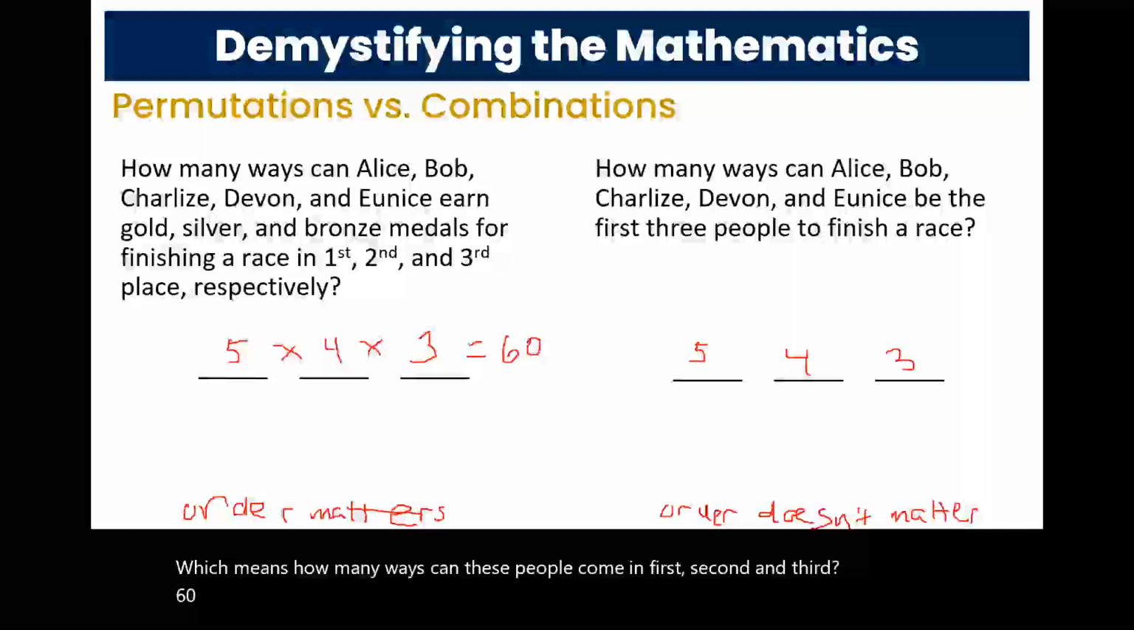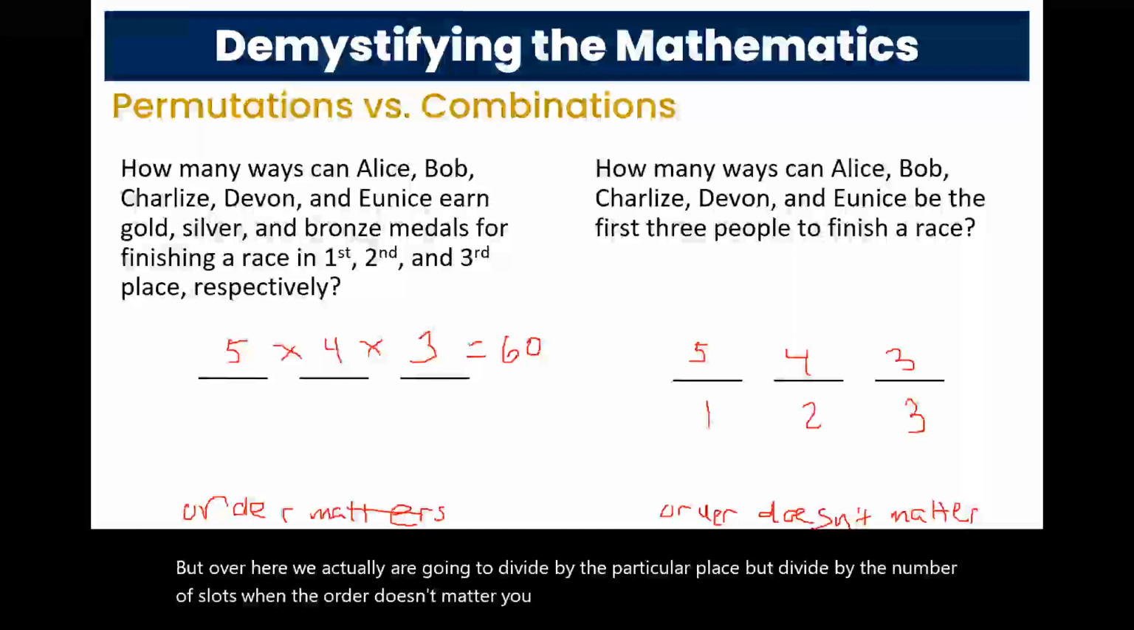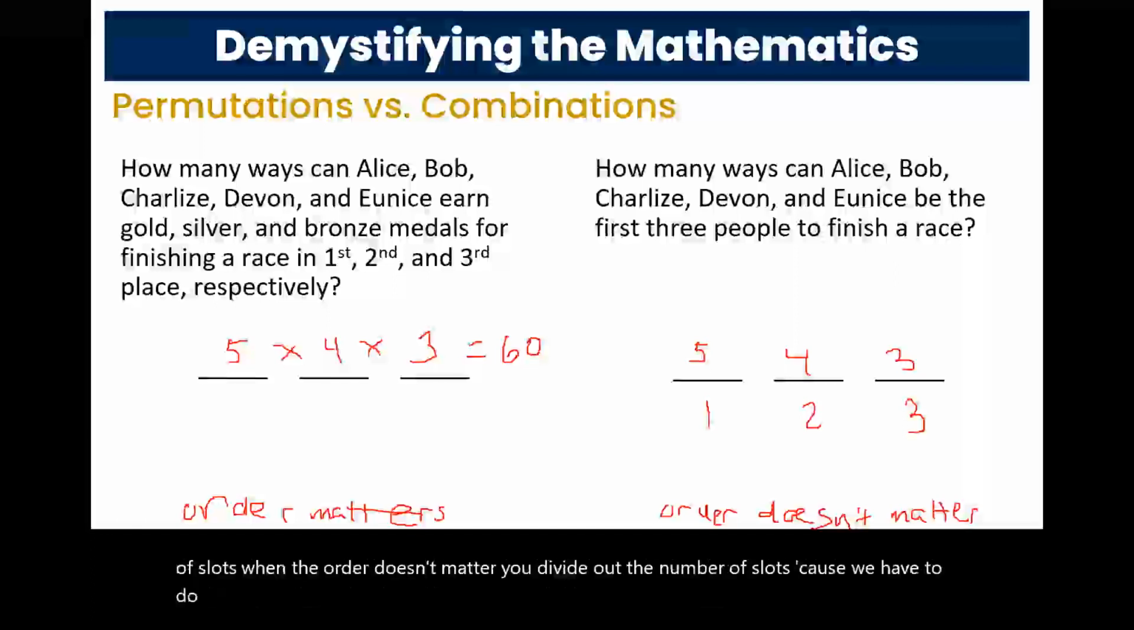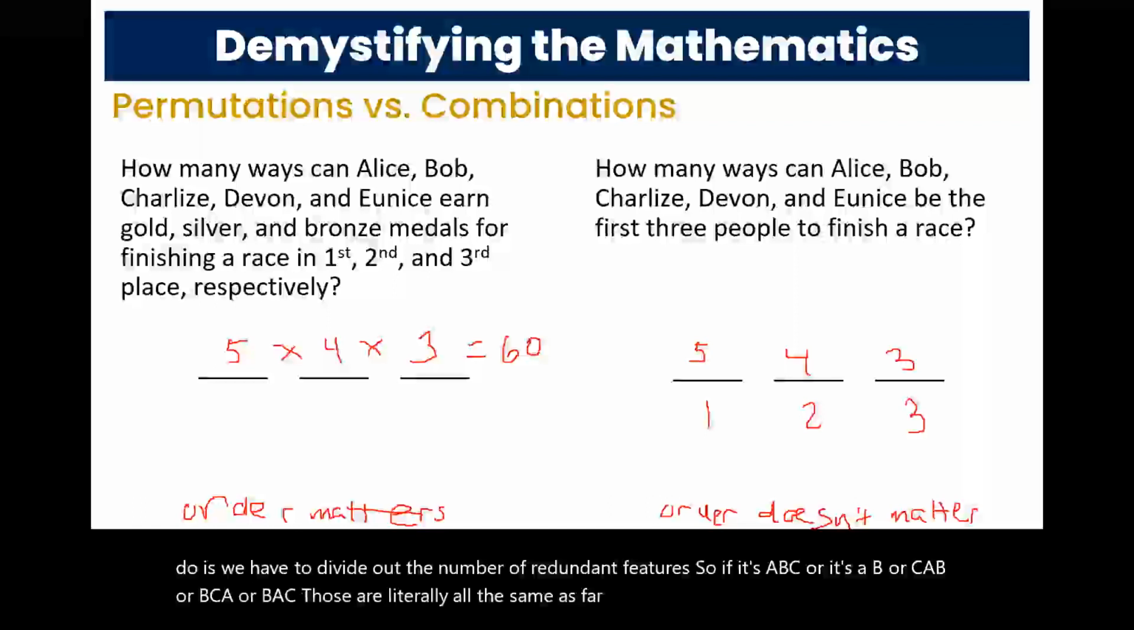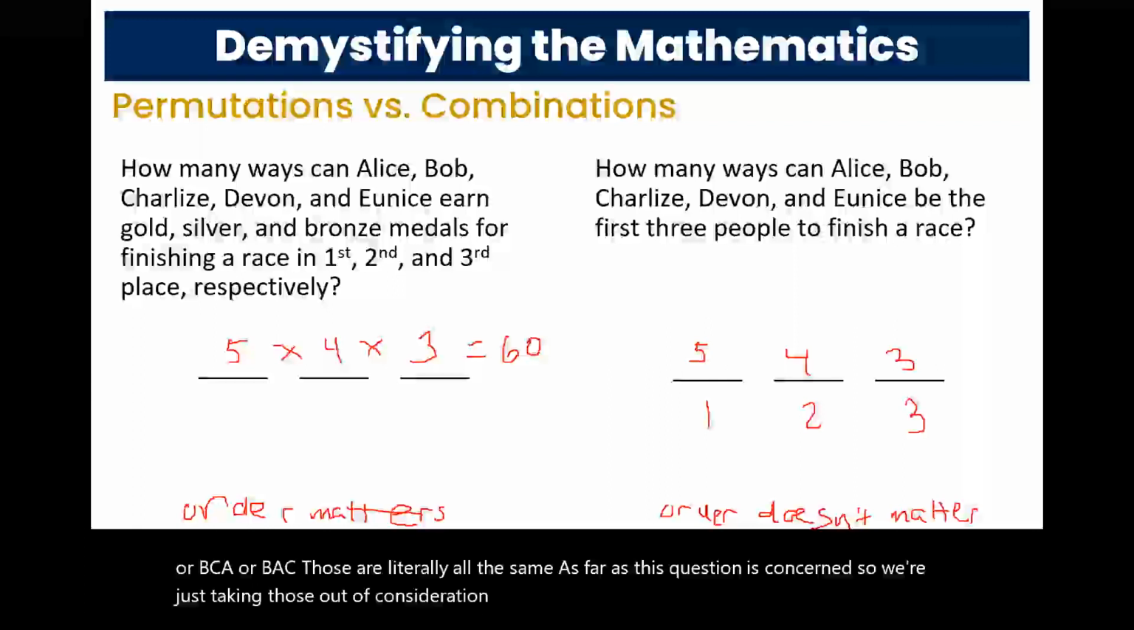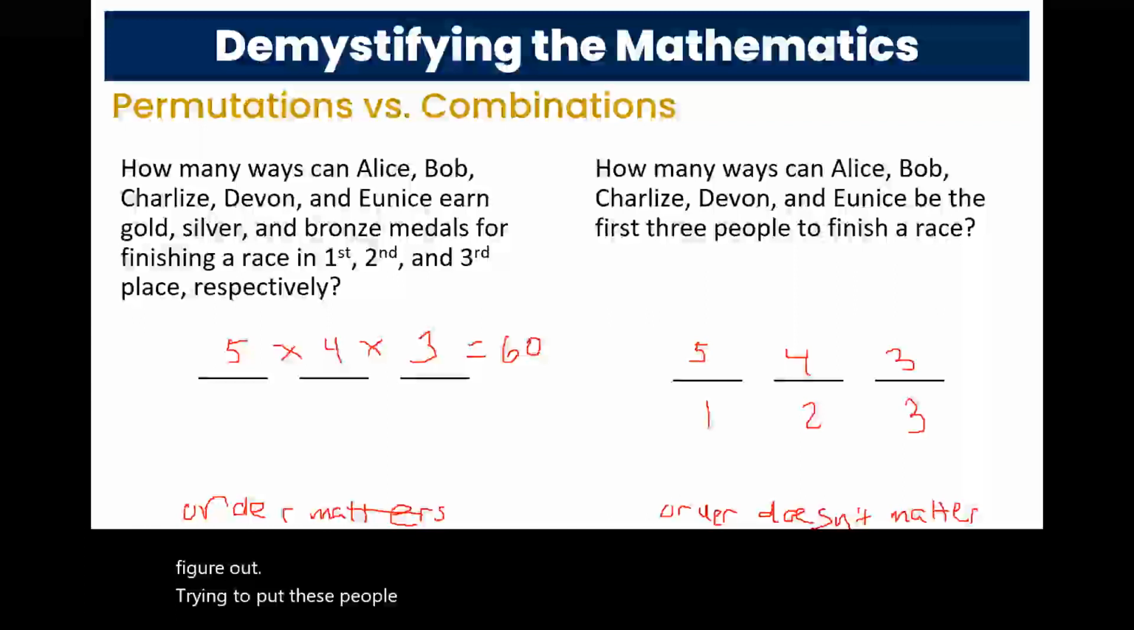But over here, we actually are going to divide by the number of slots. When the order doesn't matter, you divide out the number of slots, because what we have to do is divide out the number of redundant features. So if it's ABC, or it's ACB or CAB or BCA or BAC, those are literally all the same as far as this question is concerned. So we're just taking those out of consideration. So we just divide by the slots that we're trying to put these people into, and we just go 1, 2, 3.